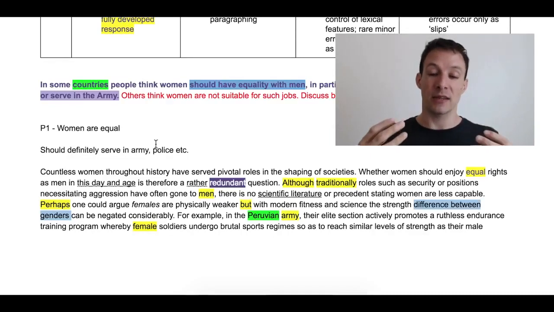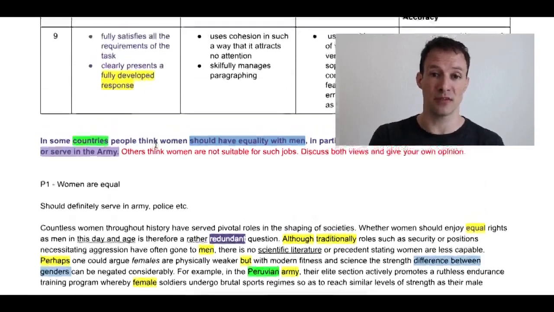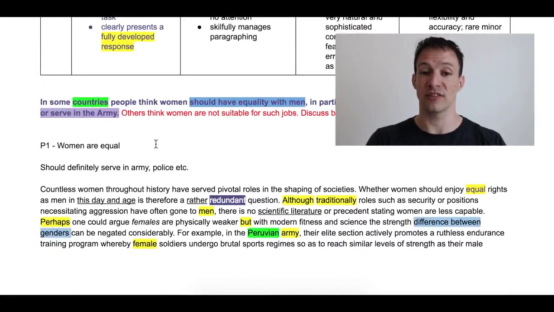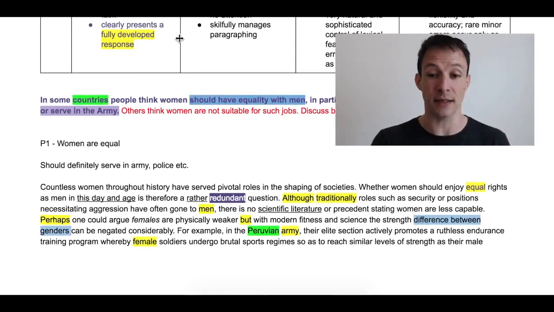So by saying that question is redundant, it's silly, it's not necessary, you can clearly infer that I'm not in agreement with it. So this is my response. This is part of my developed response, and it's clear.